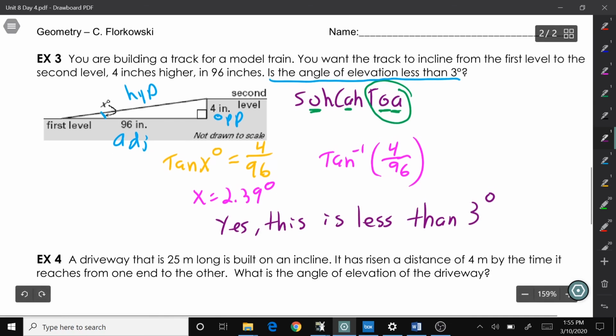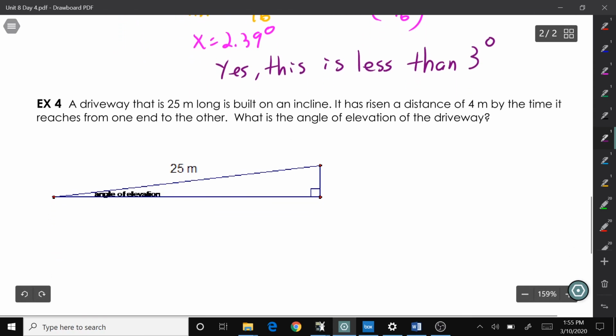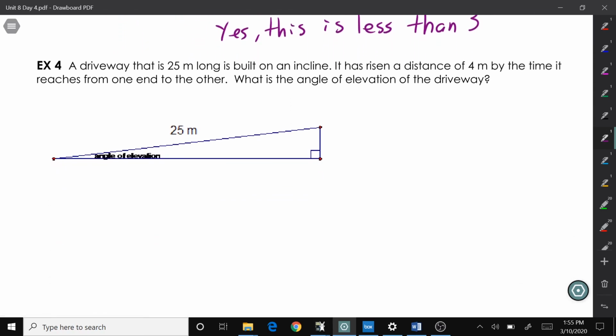All right, now Example 4. A driveway that is 25 meters long is built on an incline. It has risen a distance of 4 meters by the time it reaches from one end to the other. What is the angle of elevation? So it says that it has risen 4 meters. So that means this is 4. And here's my angle.